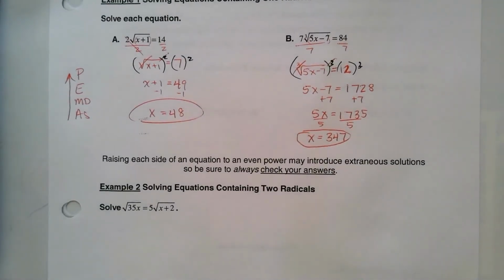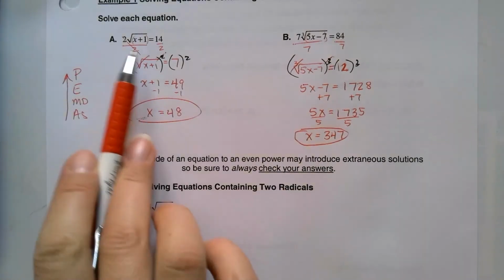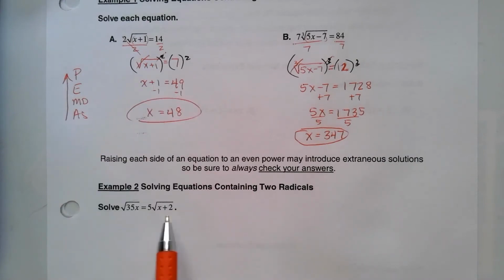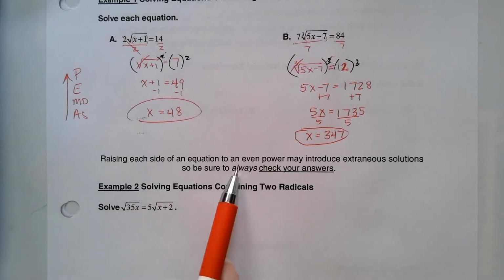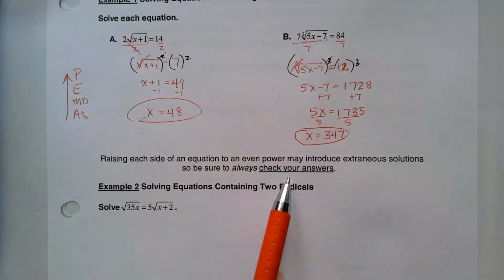Okay, now, what's different? Look at example 2. Notice there's a root on both sides. Over here, I had to isolate the root. But when there's a root on both sides, I can't isolate it because it's there. I want to go back to this. Raising each side of an equation to an even power may introduce extraneous solutions. So that's why you want to check your answers.